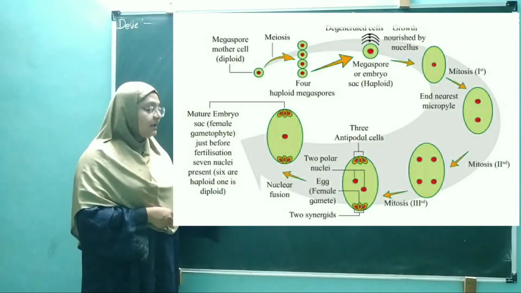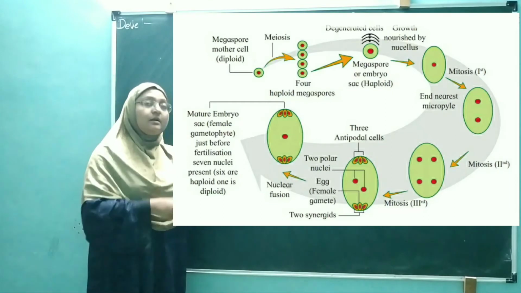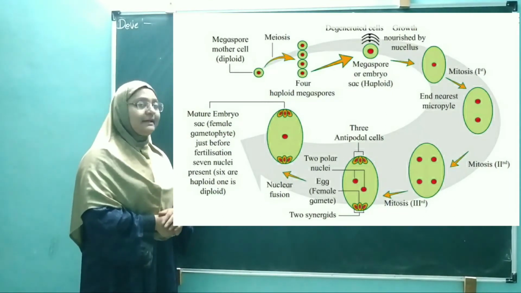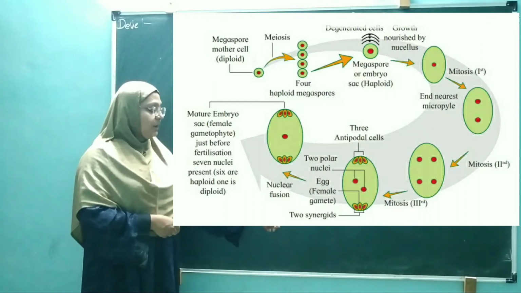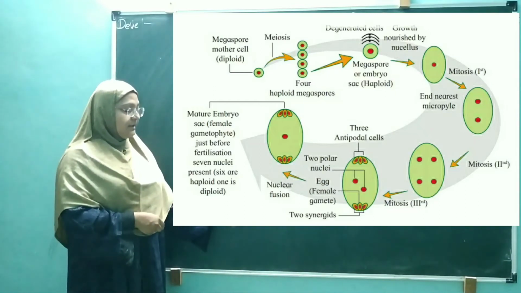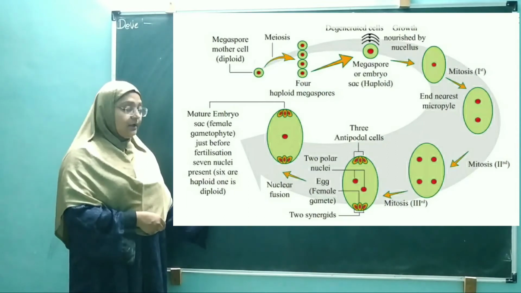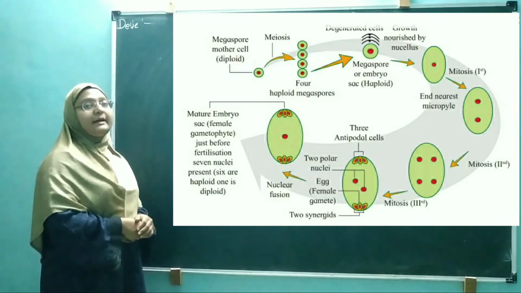The egg apparatus contains 2 synergids and 1 large cell. The one cell which gets large is called the egg cell. So here at the micropylar end, 2 synergids and 1 egg cell are present. The 1 egg cell and 2 synergids are called the egg apparatus.